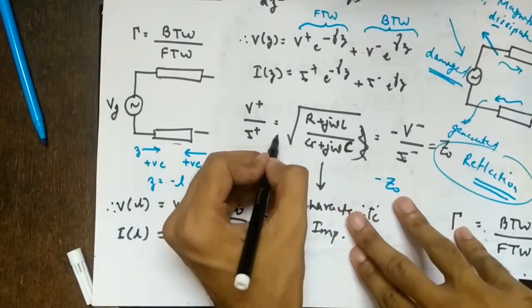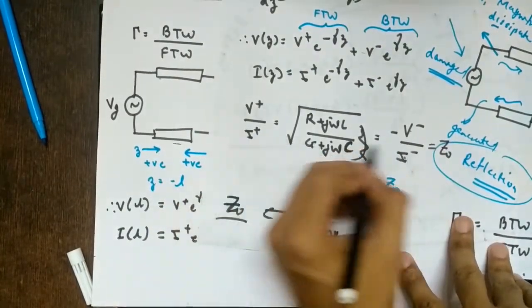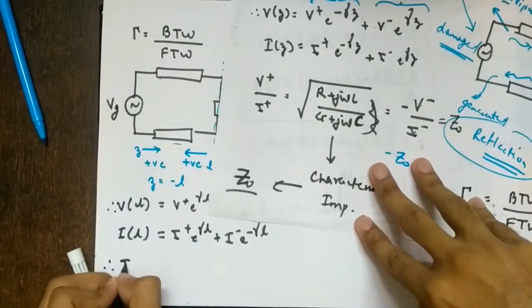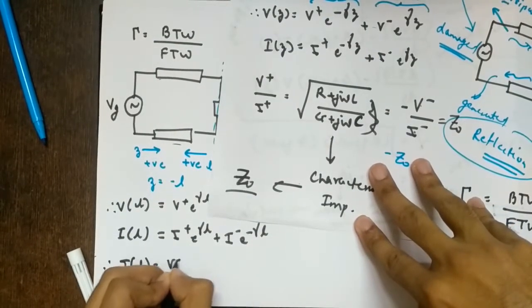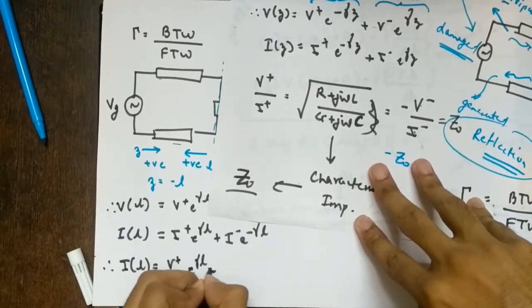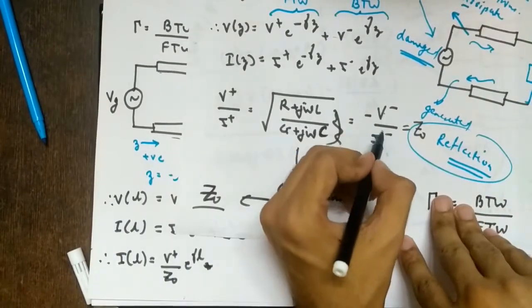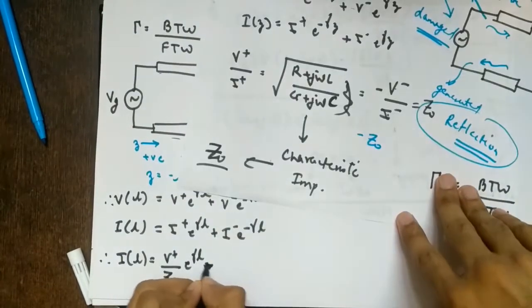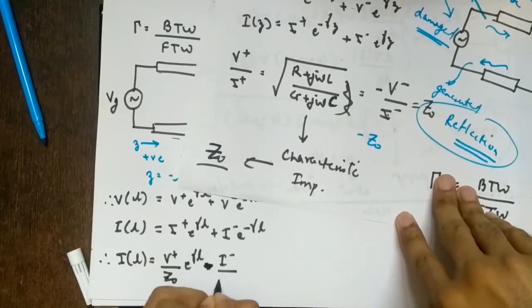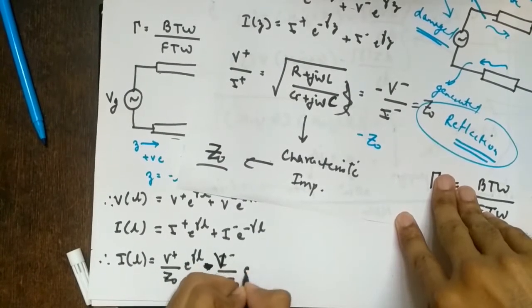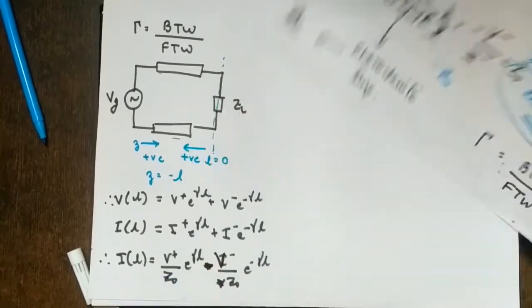So what will be I plus? I plus will be V plus by Z0, right? Therefore I of l equals V plus by Z0 e raised to gamma l. And what will be V minus? See here there is a negative sign. So I minus will be minus V minus by Z0. So minus I minus, V minus by Z0 e raised to minus gamma l, right?